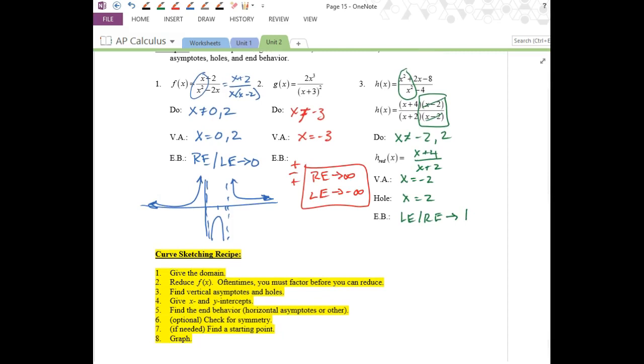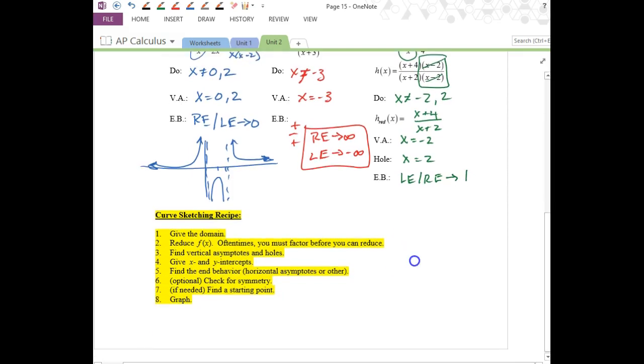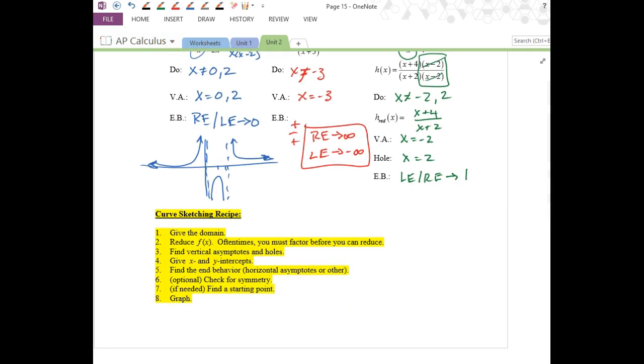All right. So this is what you're going to be doing when you sketch these. So this is a sketching recipe. Okay, so this would become helpful for you. Sometimes they'll give you this information and sometimes they won't. You want to understand what the domain is. You want to reduce the function because that will be what it looks like. Find intercepts, end behavior, and symmetry.